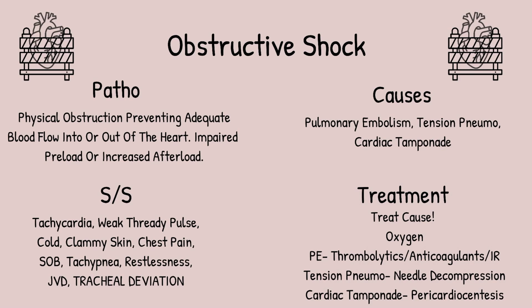For a PE, we may need things like thrombolytics or anticoagulants or a trip to the IR. For a tension pneumo, they'll need a needle decompression, and then of course they'll get a chest tube afterwards. And for cardiac tamponade, they may need a pericardiocentesis or even a pericardial window in the OR suite.